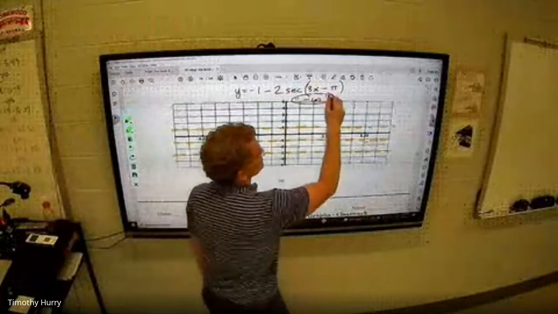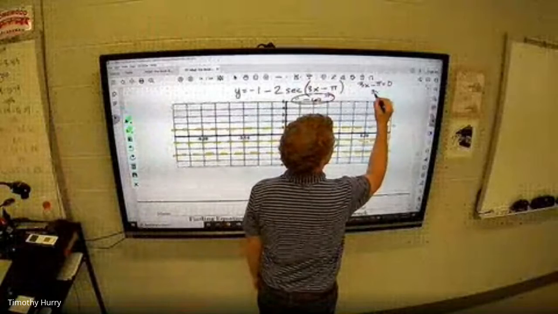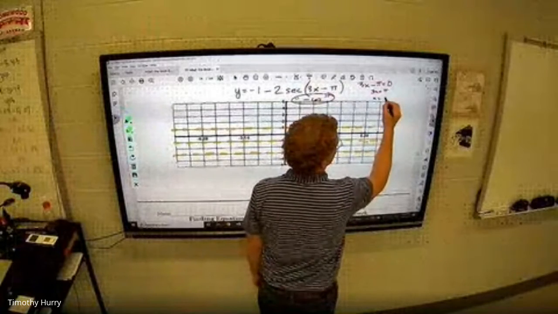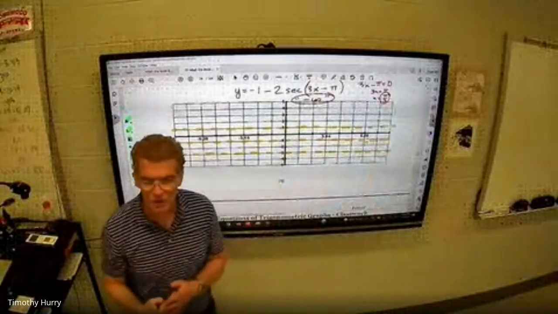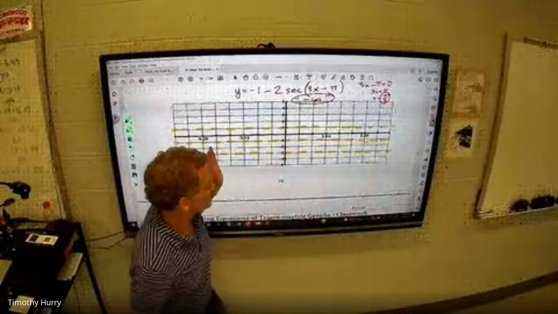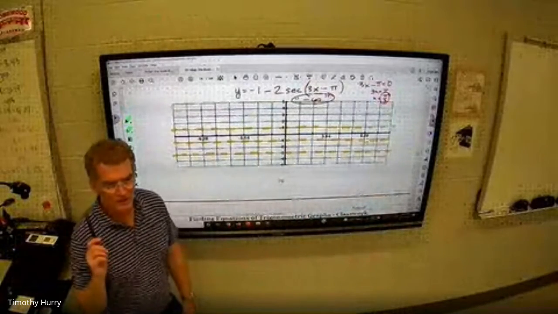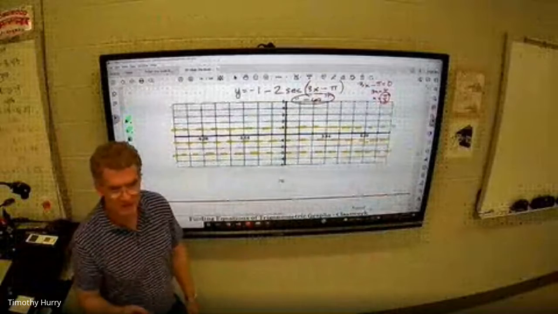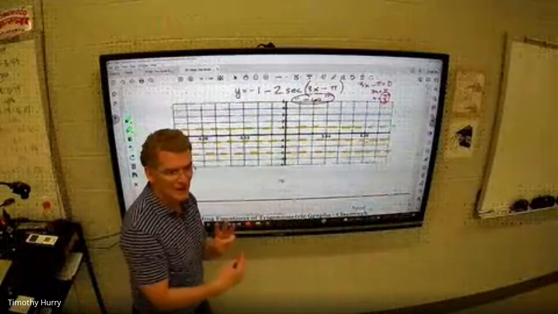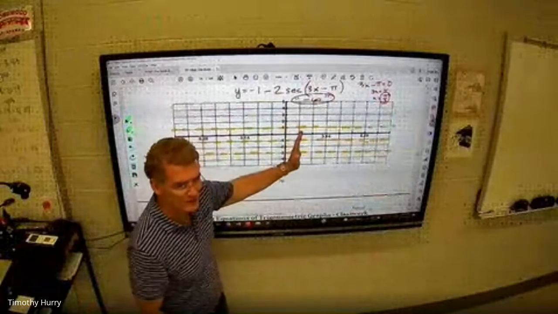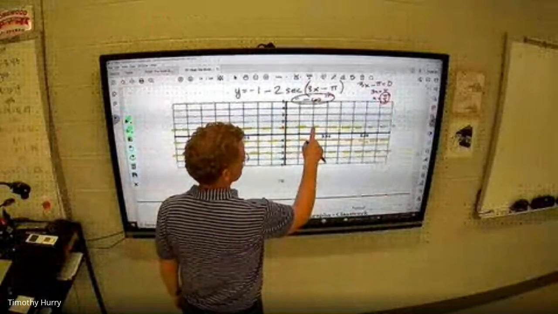Phase shift, set that equal to 0. And I get 3x equals pi, x equals pi over 3. Okay, so that's a positive value. I want to move 1/3 of a pi. Pi is how many tick marks? 3. So I want to move 1/3 of the way towards that pi. So that would be right there, 1 tick mark. So I want to go right there. That's my phase shift.